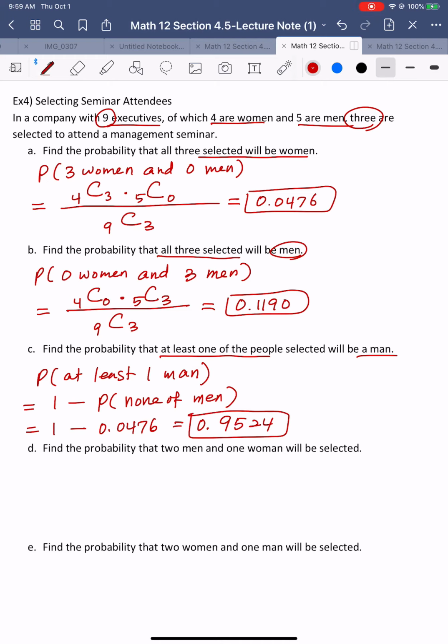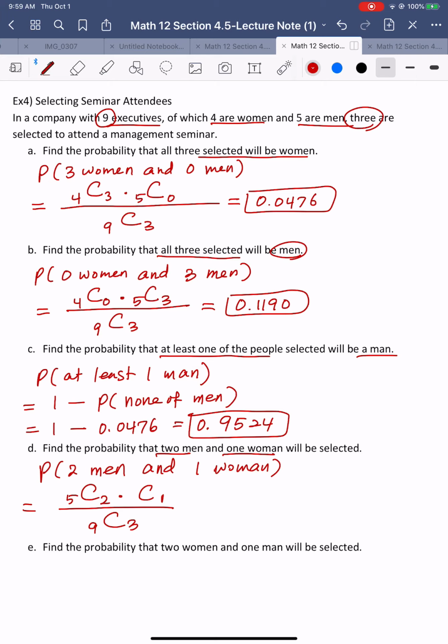And then the D, find the probability that it's 2 men and 1 woman. Okay? So now 2 men and 1 woman. So choosing 3 from the 9, but there's 5 men, choose 2, times 1 woman chosen from the 4, right? And then computations, you get 0.4762.